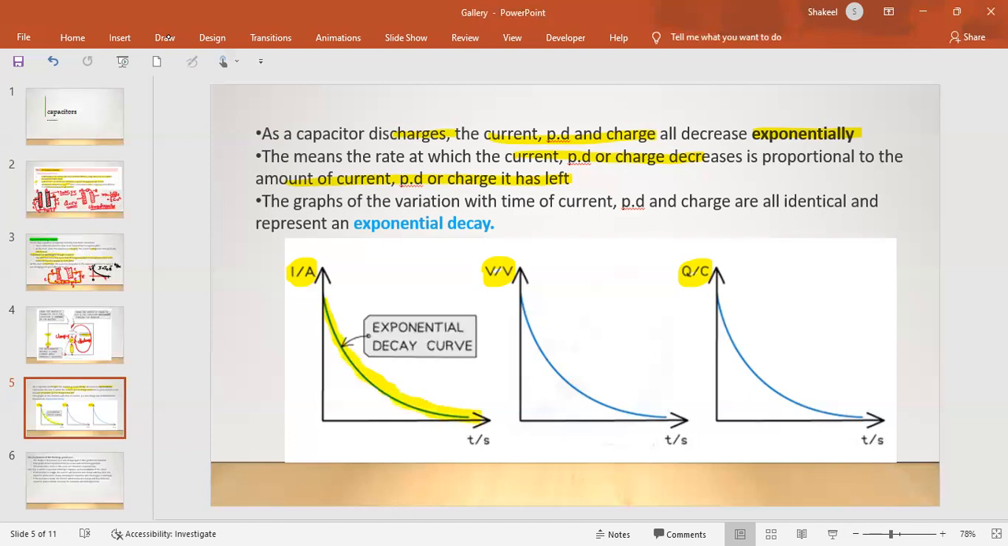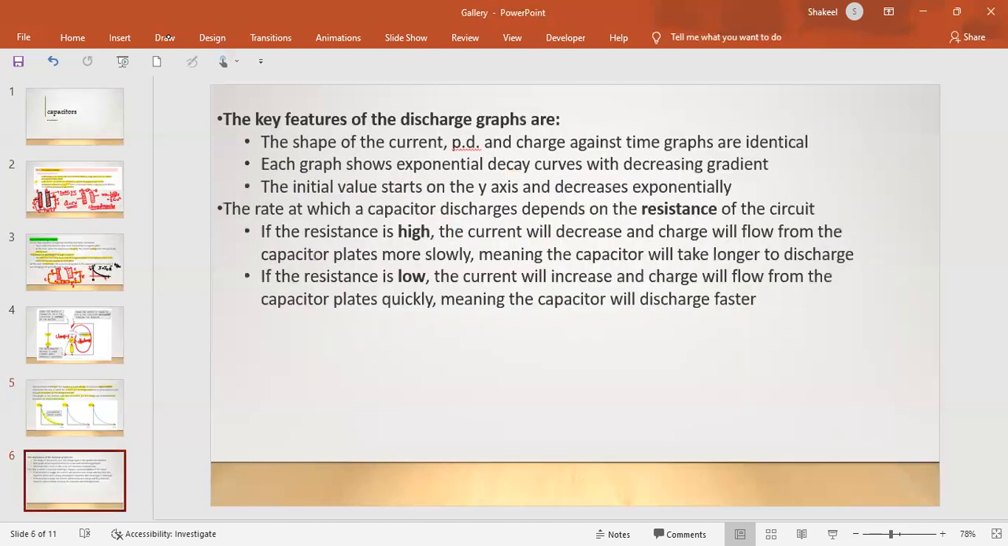Why? Because the remaining charge is decreasing now. So that's why it can't push the outgoing charge with greater force. The graphs of variation with time of current, potential difference and charge are all identical and represented by an exponential decay. So this is the exponential decay graph.